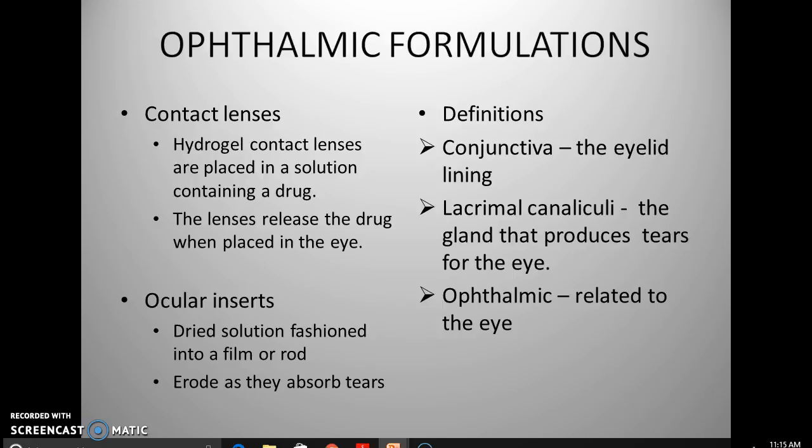And there are certain definitions that you should be familiar with as they relate to ophthalmic formulation. That includes conjunctiva, which is the eyelid lining, and lacrimal canaliculi, the gland that produces tears for the eyes. And anytime you see the word ophthalmic, that is related to the eye. And so, for example, we've been talking about ophthalmic formulations, that are formulations associated with the eye.